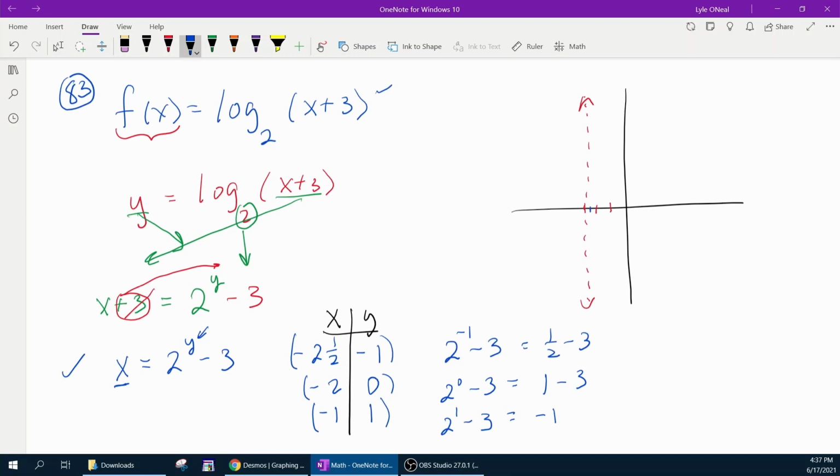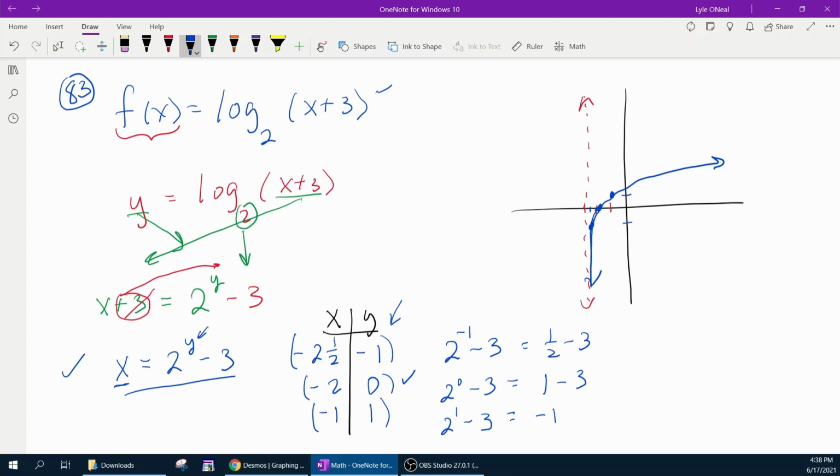So at negative 2.5, we're going to be down at negative 1. That point is really close to the asymptote. At negative 2, we're at 0. That is our x-intercept. And at negative 1, we're at 1. Now notice that these 3 points fit the characteristics of a log function. They do curve, and they approach the vertical asymptote. So that is the easiest way to graph a log function, in my opinion. Convert to exponential, and then pick numbers for y and find the x's.